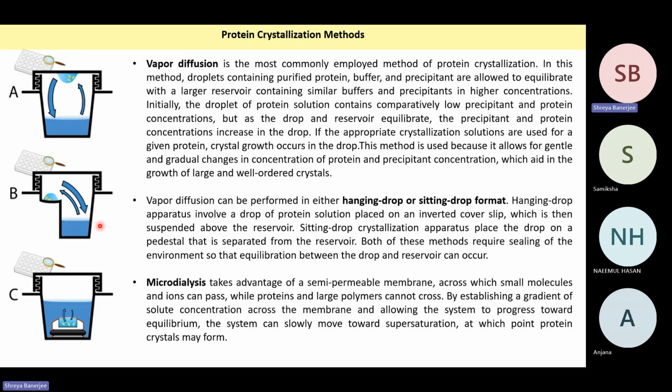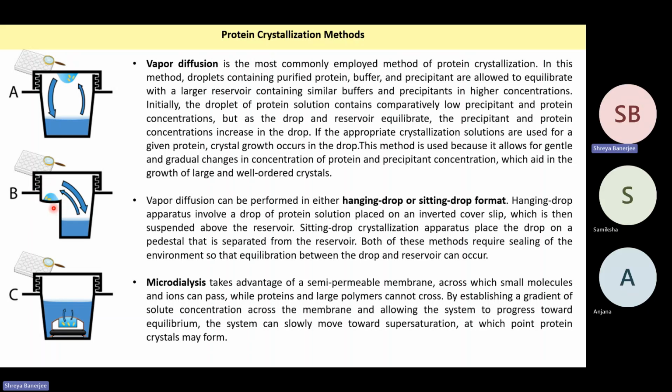Now, what is this equilibrium? The equilibrium maintains the protein concentration of the reservoir and the drop to be the same. But if protein in the drop is crystallizing out, then the concentration in the drop becomes low. So again, more protein will come from the reservoir and condense in the drop, so that the protein concentration is maintained at the concentration required for crystallization.